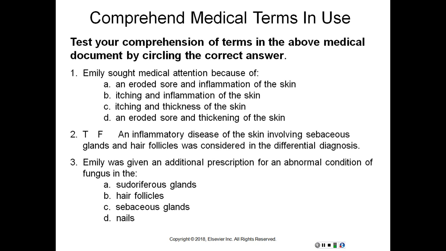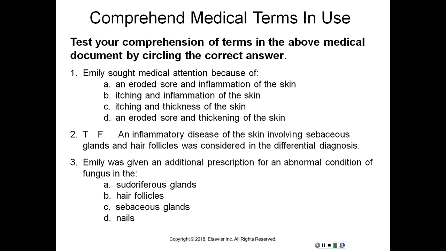True or false? An inflammatory disease of the skin involving subcutaneous glands and hair follicles were considered in the differential diagnosis. Again, differential diagnosis is just another term for other possible diagnoses the doctor could have given to the patient. And so they're asking, was it inflammatory disease of the skin involving subcutaneous glands and hair follicles? One of those options, and no, because that diagnosis is for acne, and acne was not one of the differential diagnoses that was listed, so 2 is false.